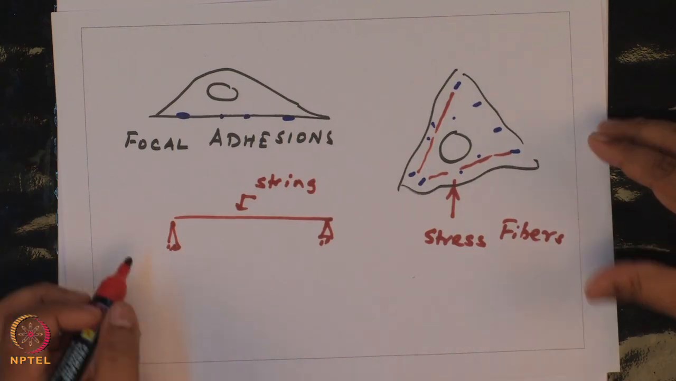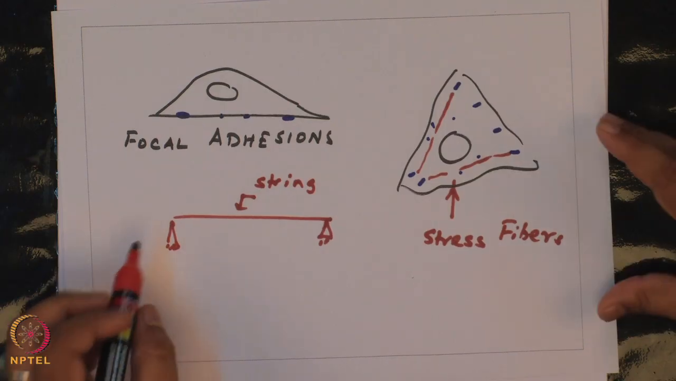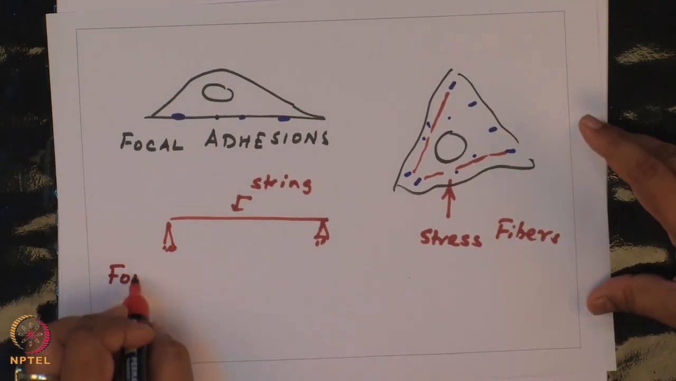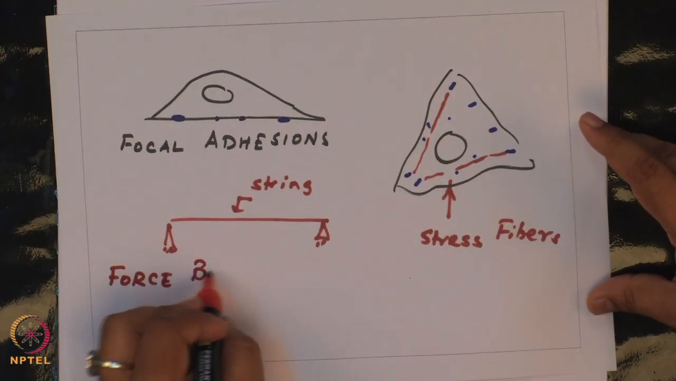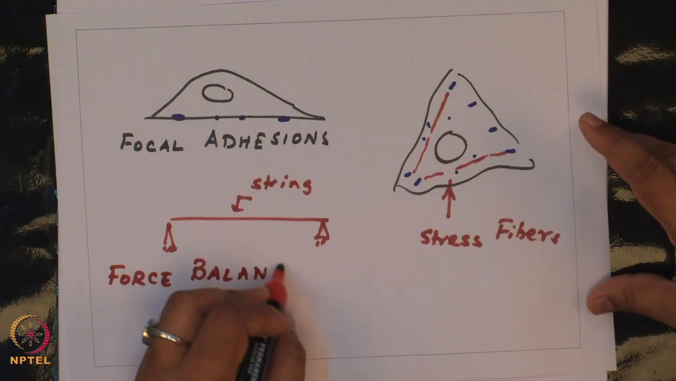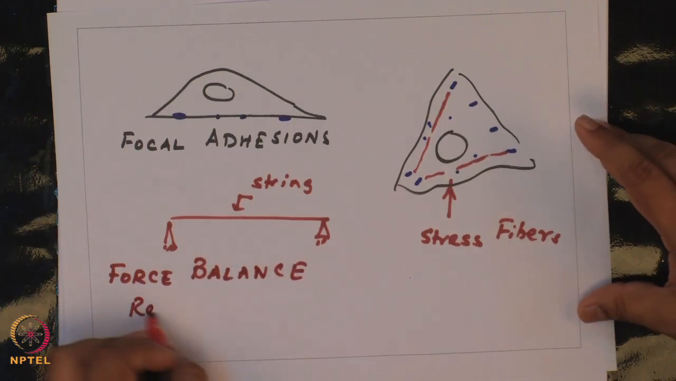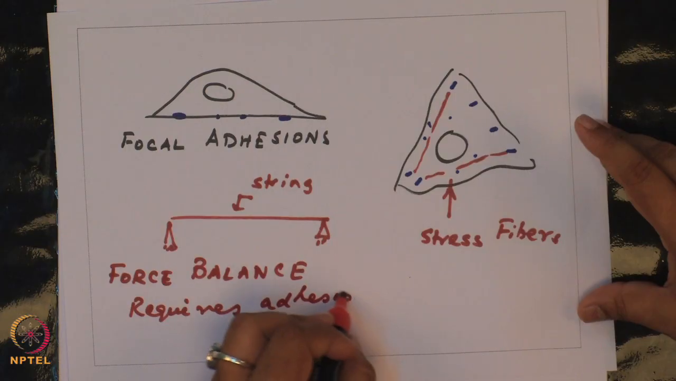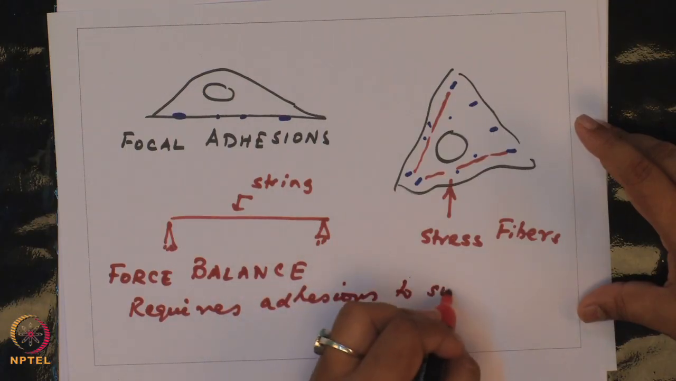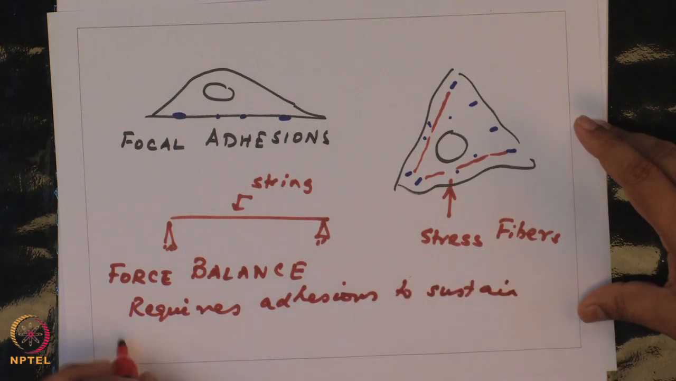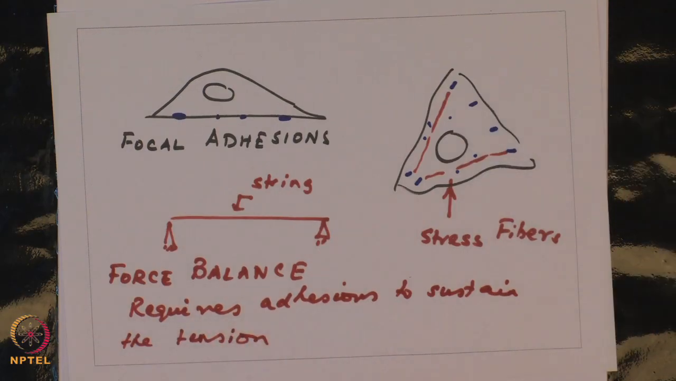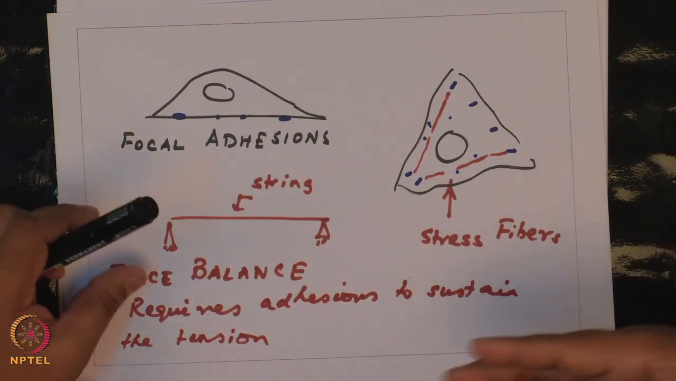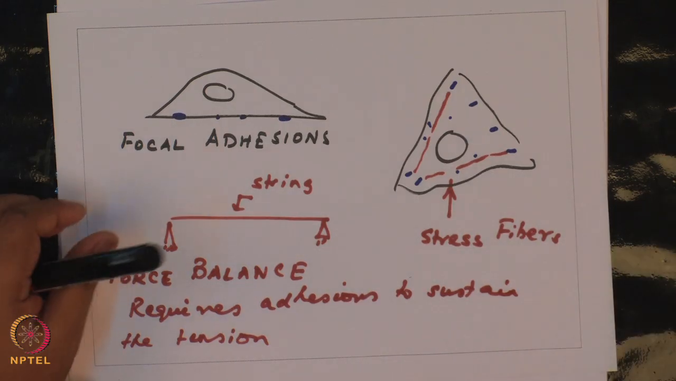So, for a cell which exerts a lot of force, force balance requires adhesions to sustain the tension. If you increase the tension too much, then beyond a certain point the focal adhesions will fall apart.